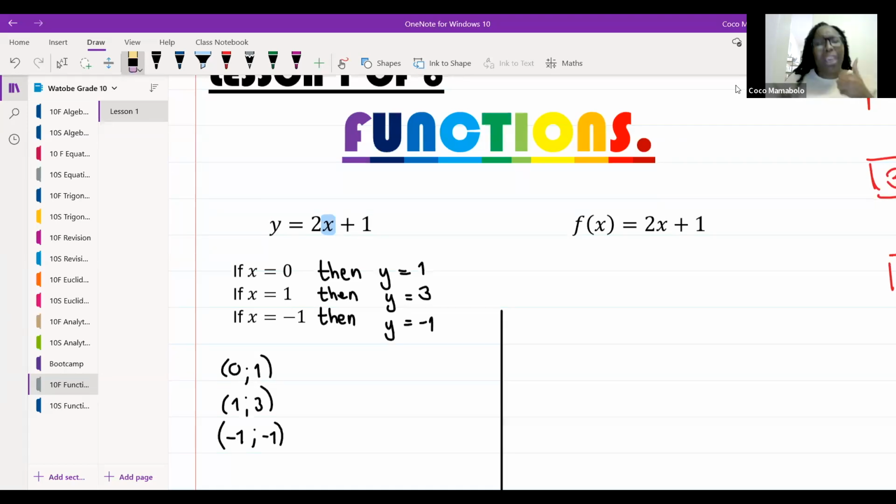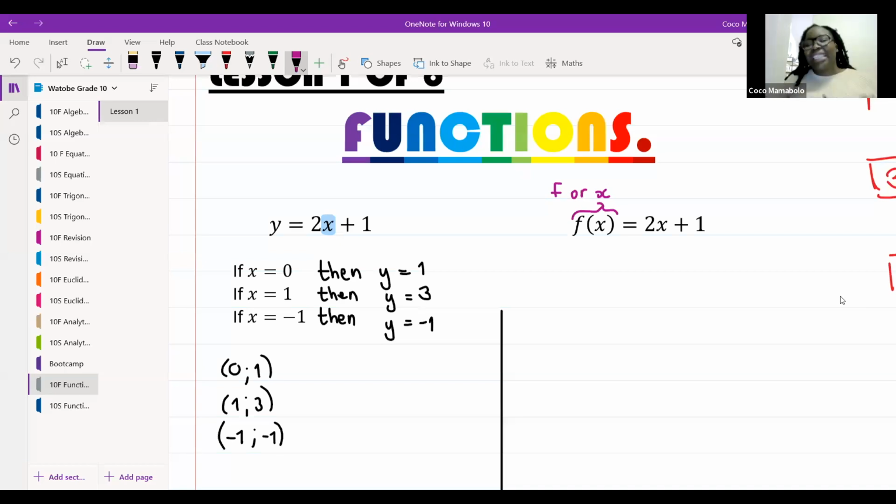And I bet you, give me a thumbs up if your teacher somewhere while learning functions has said to you, f of x is equal to something. Has your teacher ever said the word f of x? Give me a thumbs up if you've heard of this. Okay, this over here is f of x. F of x.